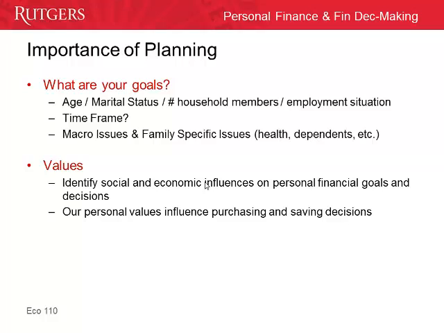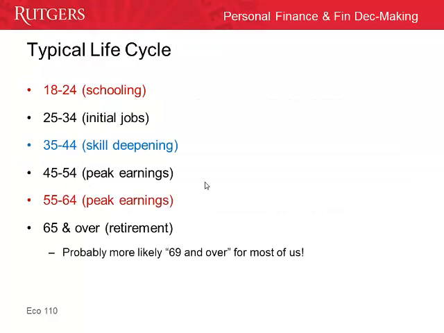And then a big part that you'll see echoed throughout the class is this issue about values. So part of good financial planning is really identifying and thinking about social and economic influences on your personal financial decision making. There is a lot of pressure from marketing people in society to change purchasing decisions. You need to come to grips with the idea that your own personal values influence your purchasing and savings decisions. And what I want you to learn in this class is consequences of those decisions on your financial life.